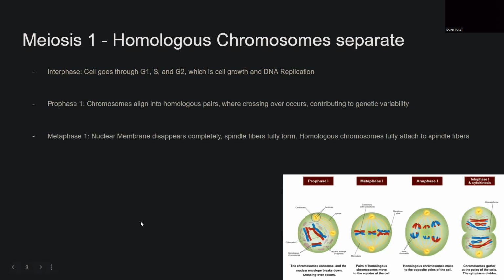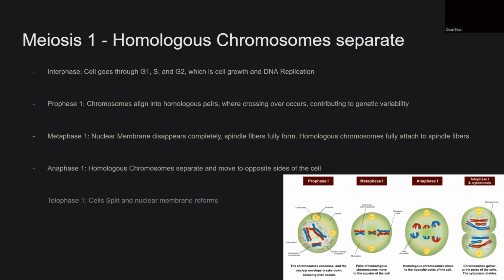In metaphase 1, the nuclear membrane completely disappears and the spindle fibers form fully. Homologous chromosomes also attach to the spindle fibers, and this happens in the middle of the cell, as shown by this image down here where it says metaphase 1. In anaphase 1, the homologous chromosomes break away to opposite sides of the cell. And then in telophase 1, the cell splits, the nuclear membrane reforms, and the spindle fibers disappear. That is clearly shown with this image right here.